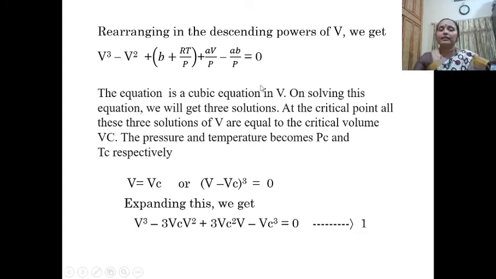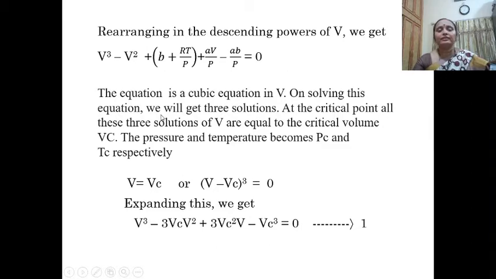Rearranging the equation in the decreasing powers of V. I am next going to rearrange the expression in the decreasing powers of V to get the following expression, that is V cube minus (b plus RT by P) V square plus aV by P minus ab by P is equal to 0. This equation is a cubic equation in V.